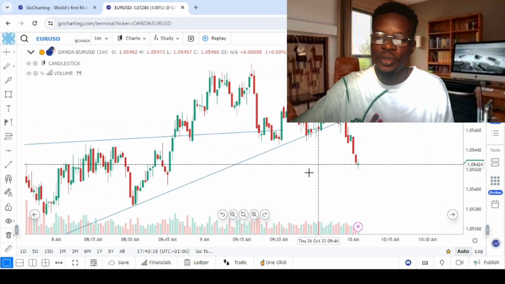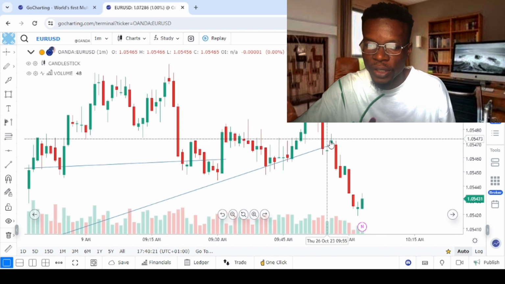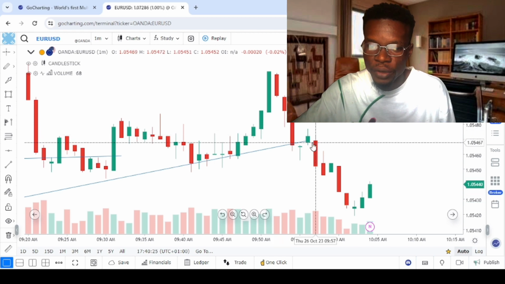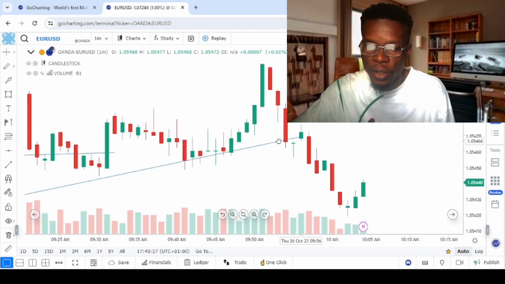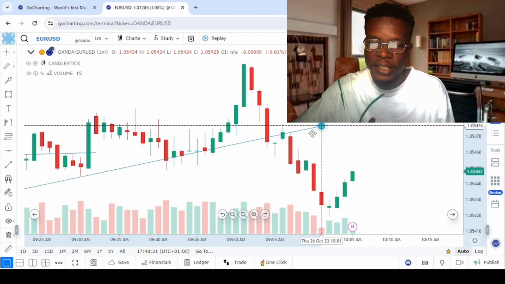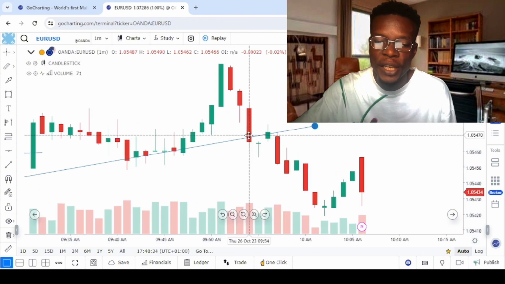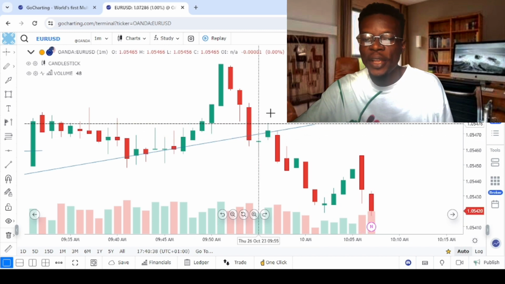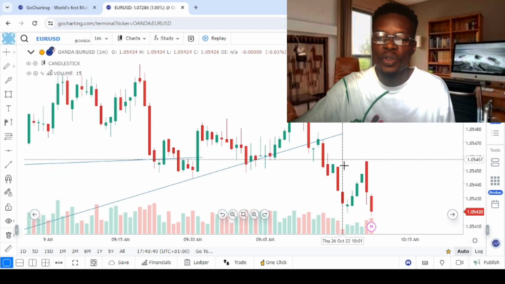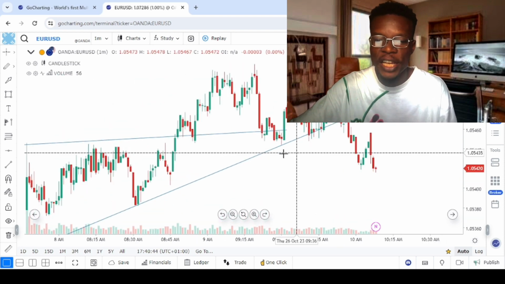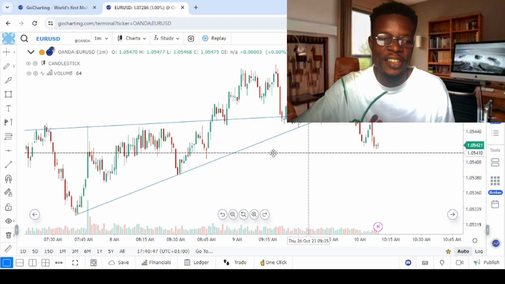So now we pay attention to this candle. This is a candle that closed below the level. Let me get this correctly. You can see that this was the candle that closed below this trend line. And you can see that since this candle closed below this trend line, the price has continued to fall down in the original trend, which in this condition is a downtrend.